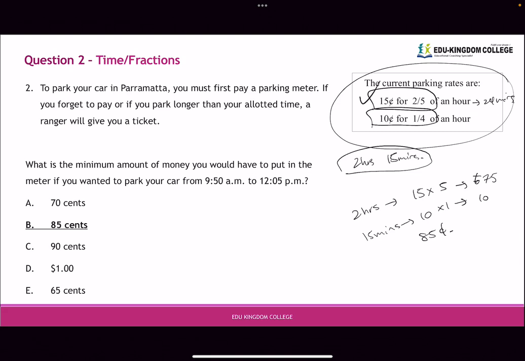So for 2 hours, that's 2 over 5 times 5, okay? So these cancel out, it's just going to give you 2. So 15 cents times 5 gives you 75 cents. Okay, that's 2 hours covered. Now we just need to look at 15 minutes, which is just 1/4 of an hour. And so that's 10 cents. So it's going to give you 75 plus 10, which is 85.